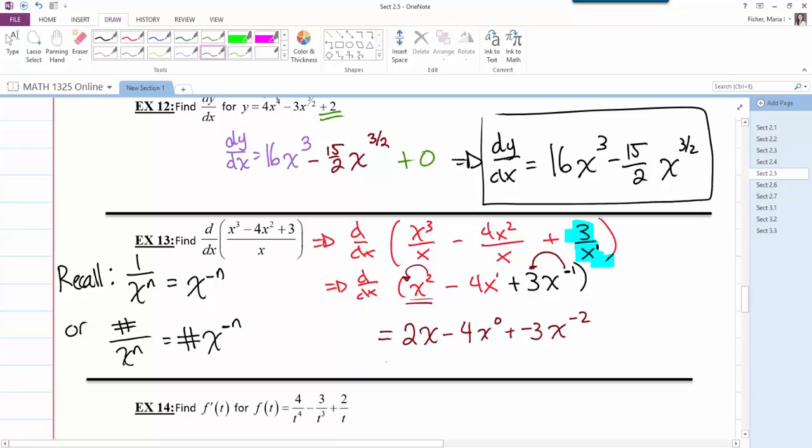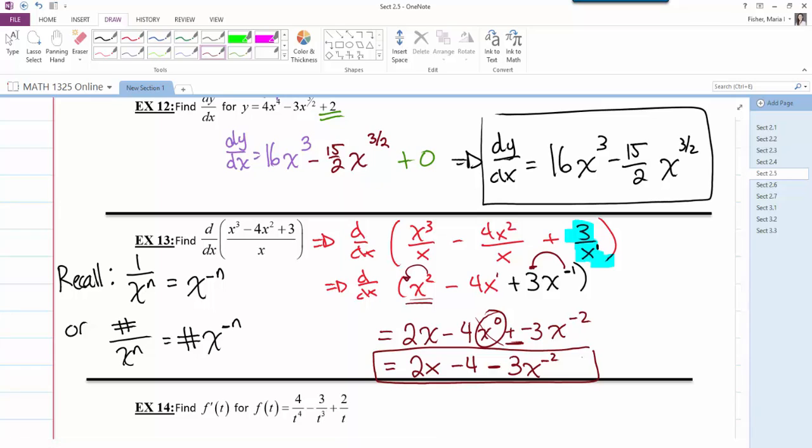Let's just clean this up before we move on to the next one. Again, x to the 0 is just going to be 1, so we ignore it. So we have 2x minus 4 plus a negative is just minus 3x to the negative second. So the derivative is 2x minus 4 minus 3x to the negative second.